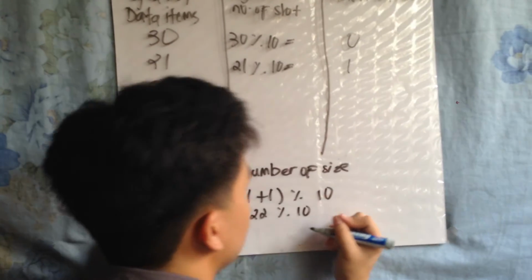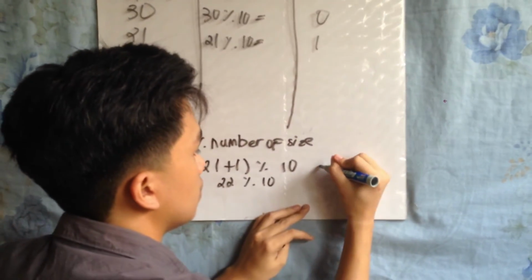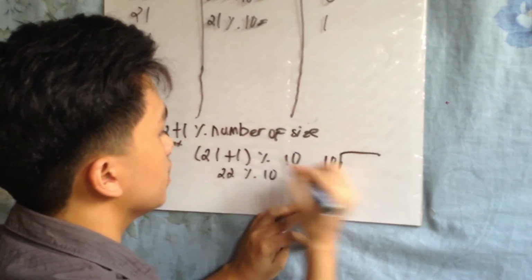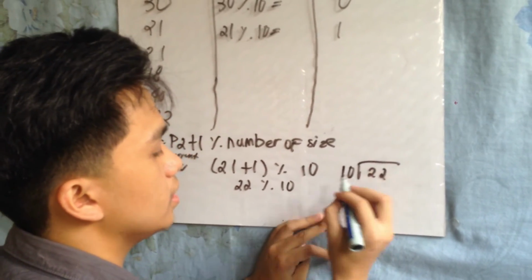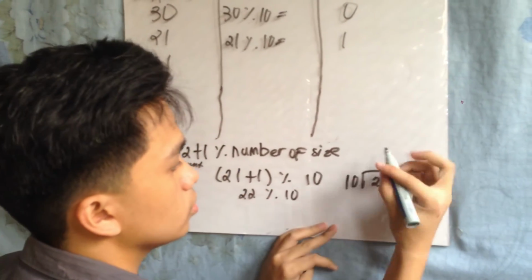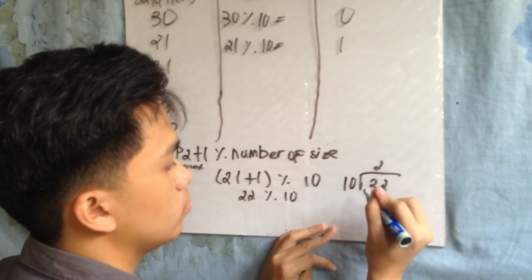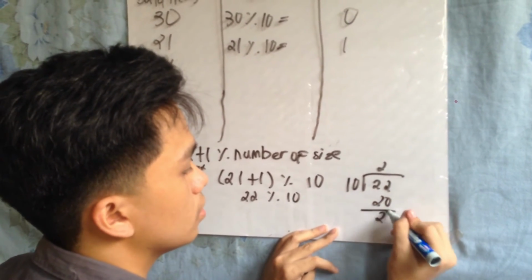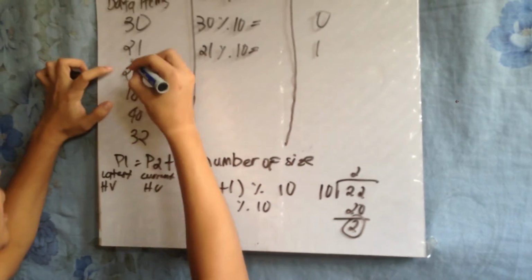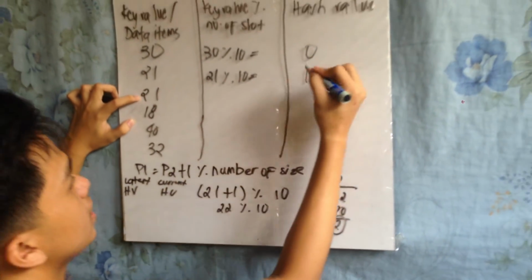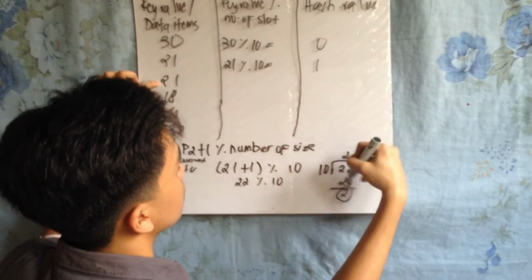So, we'll just divide it again. 22 divided by 10. So, 10, 20. 10 times 2 is 20. 22 minus 20 is 2. So, our second 21 goes to hash value 2.